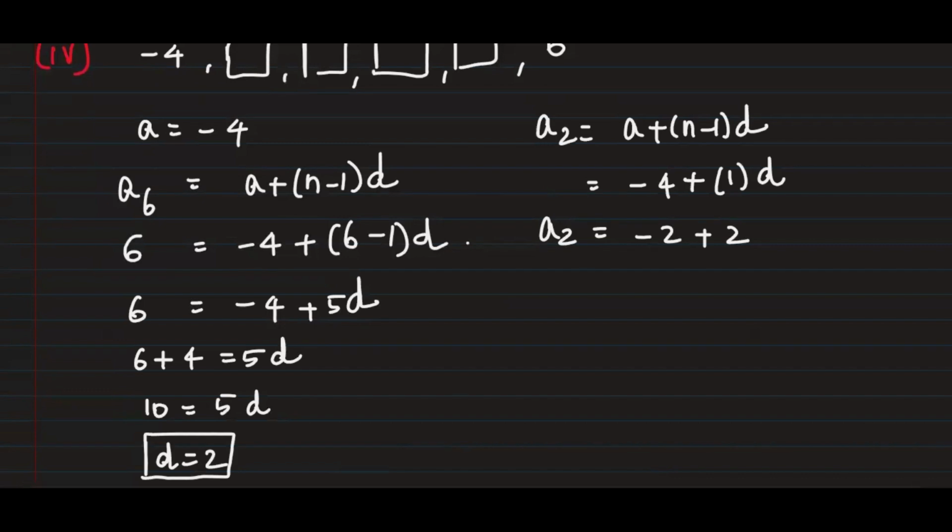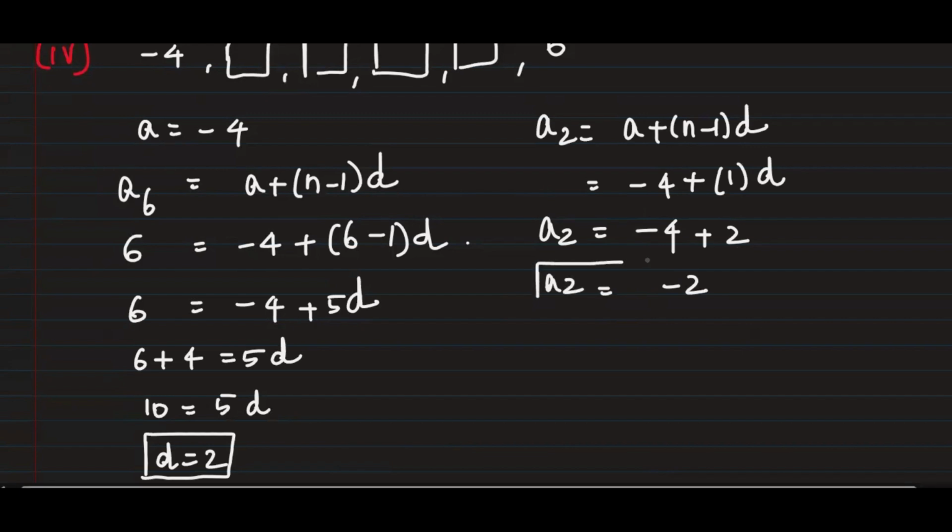No, sorry. A2 value is not 0 because this is negative 4 here. So negative 4 plus 2 is equal to negative 2. So A2 value is negative 2. Okay, we got the answer of the first box.